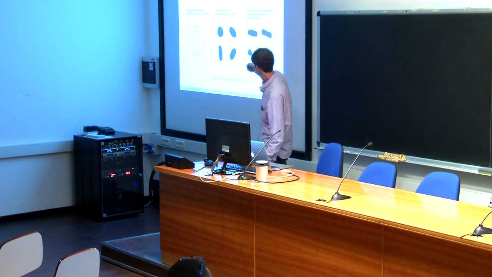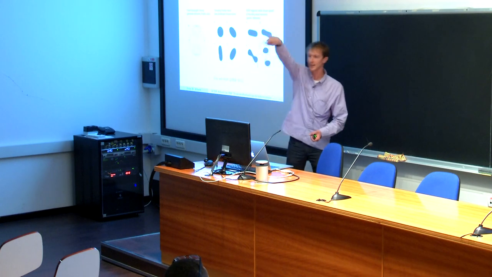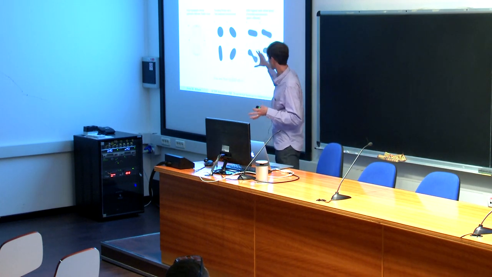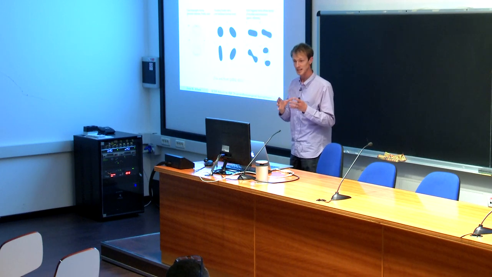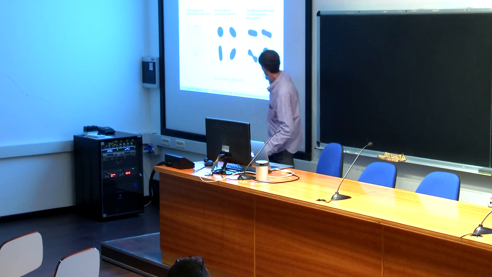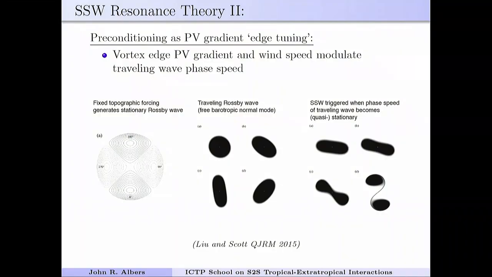So you could think about it like this. If you look at the middle panel and you see this structure that's kind of oval-shaped, you can imagine that whipping around the vortex. And if we change the PV gradient and the wind speed such that we affect the phase speed of that traveling wave, to the point where in the frame of reference of that stationary forcing, you can see how we have plus plus, minus minus. If that traveling wave's wave number two pattern lines up, it becomes stationary in the frame of reference of the fixed topography. Those two things line up, and it's no longer traveling. Those two waves start resonating with one another, and you get an explosion that triggers one of these warmings.